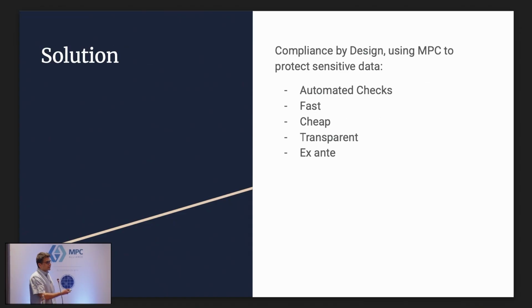So the solution that BIS wants to try out is to use MPC to automate these checks. In particular, the idea is to have banks validate with each other in a peer-to-peer fashion that whatever transaction is being proposed is compliant with the relevant regulations. Because these checks involve private data on both entities' sides, we need to use something like MPC to get the functionality of the checks while keeping the relevant data private.